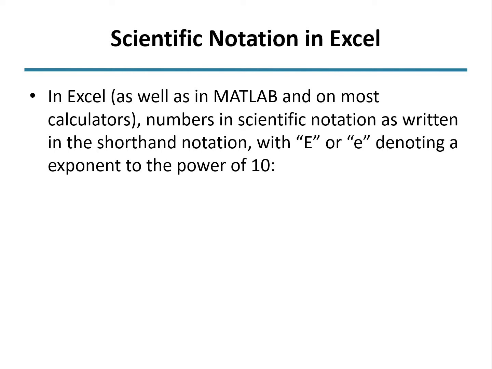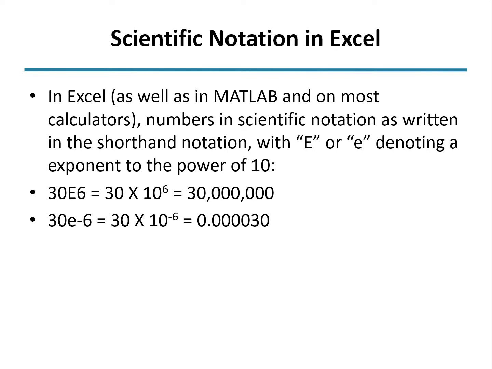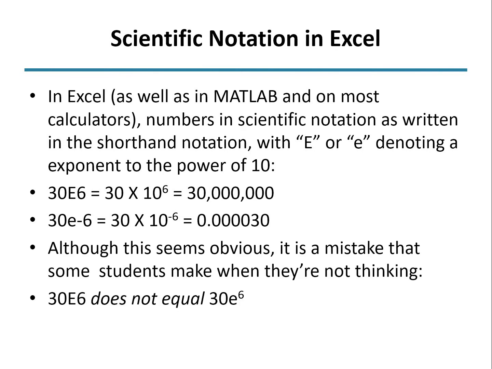When you do scientific notation in Excel, remember that the number comes out in the shorthand instead of being times 10 to the sixth, for example. It'll just say E6, and that can either be capital E or lower case e. So 30E6 means 30 million. 30E to the minus 6, again, means 0.000030. And this mistake happens every now and then. Remember, when you see 30E6, it does not mean 30 times e to the sixth power.